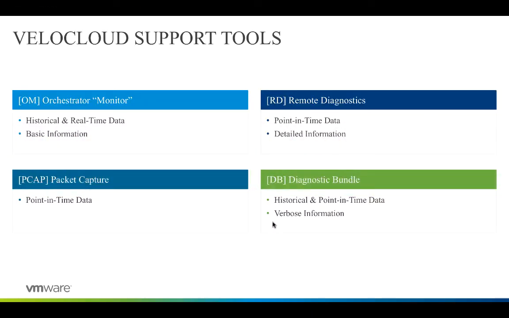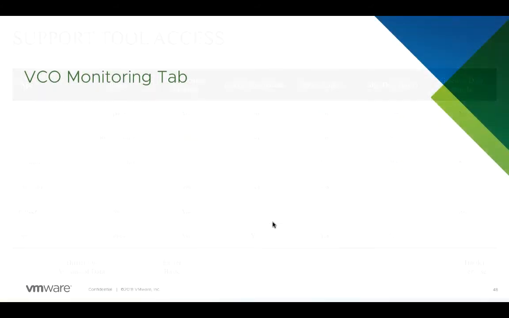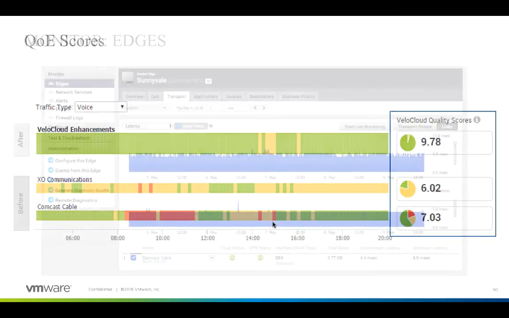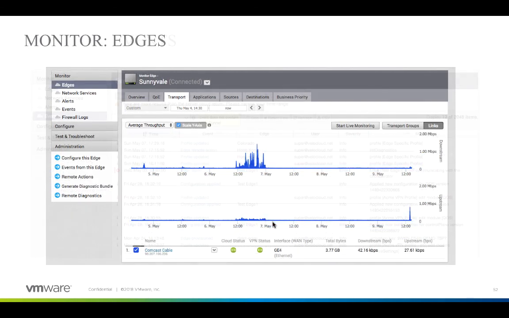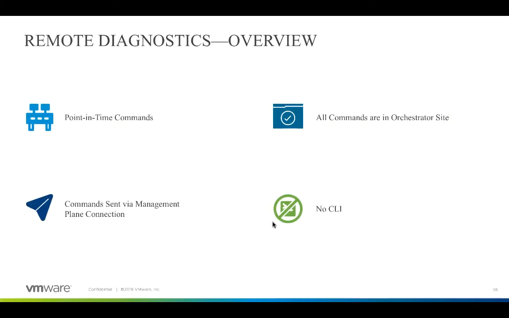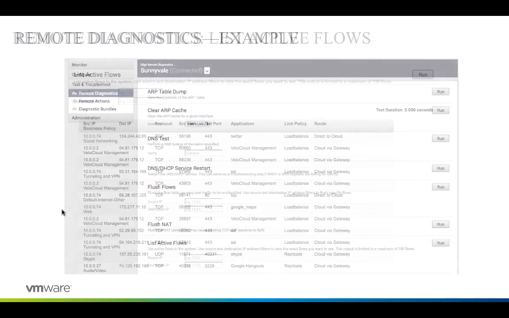So let's go back to our presentation here. It just shows you at what level, user level, you will have access to these tools. I think we have already gone through these: QoE score, monitor events, monitor edges. So I'm quickly going to go over these tools here. You can see here we talked about remote diagnostics. We have seen what tools are available from the remote diagnostic. We went through the list edge path and other parameters here.